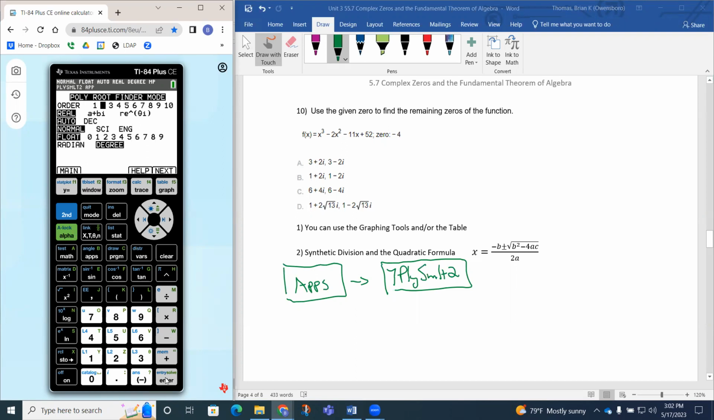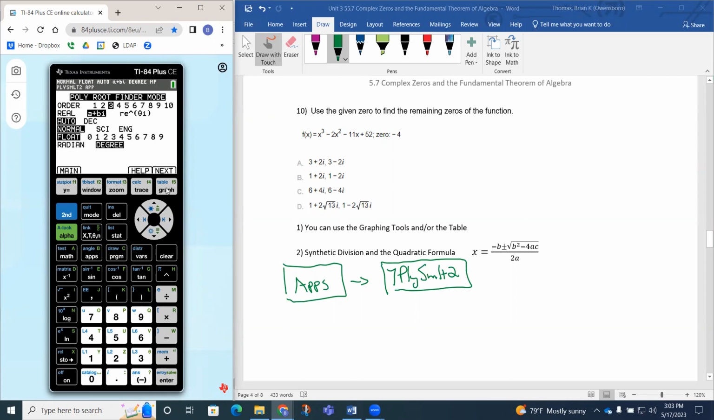Yours may look different than mine, but what we can do is put this polynomial into the calculator. It is a degree 3, so we need to change the order to 3. Hit enter. Hit enter again. There we go. Now, instead of dealing with real, we need to change this to a plus bi. So hit enter. It'll change that over. Everything else we'll just let play out.